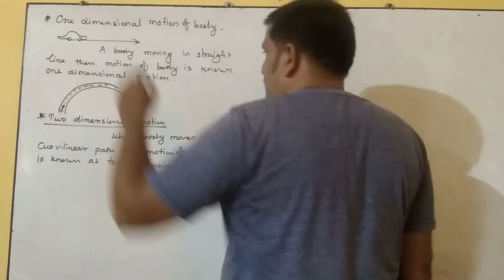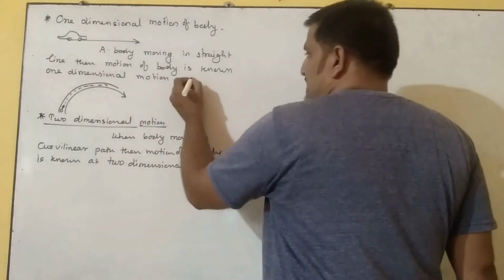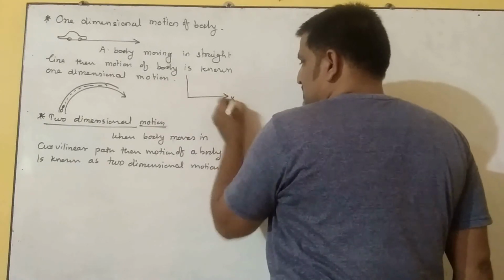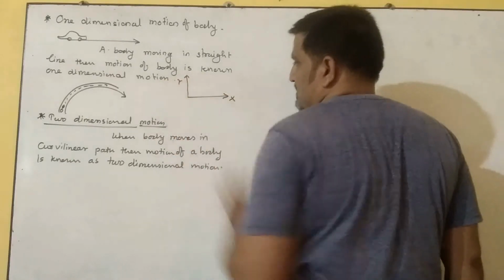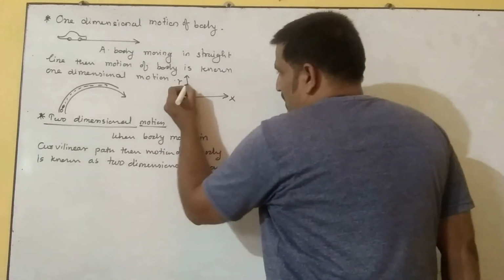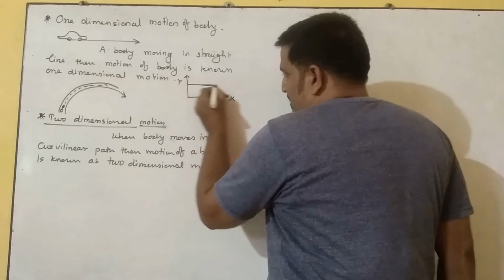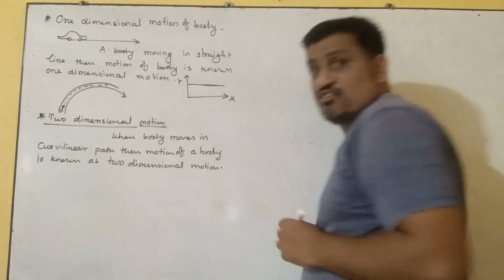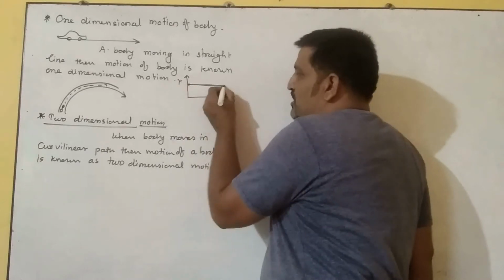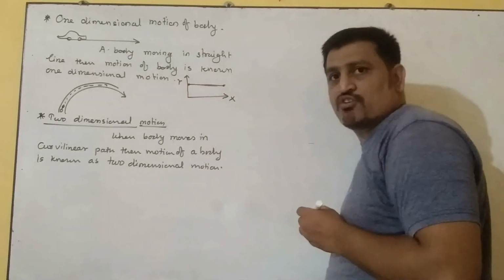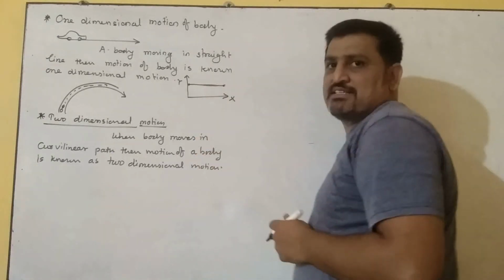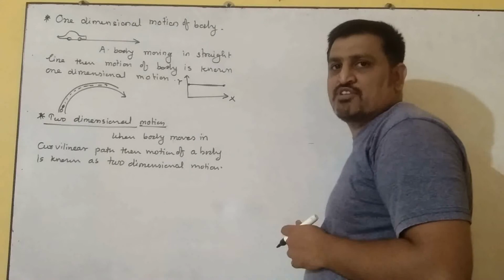Now in the one-dimensional, how can we represent this one-dimensional motion of the body according to XY axis? Say this as X axis, this as a Y axis. Then we can represent it graphically by drawing a line parallel to the x-axis, which represents that the body starts from this position and reaches the destination in a straight line which is parallel to the x-axis. Such type of graph is a one-dimensional graph.